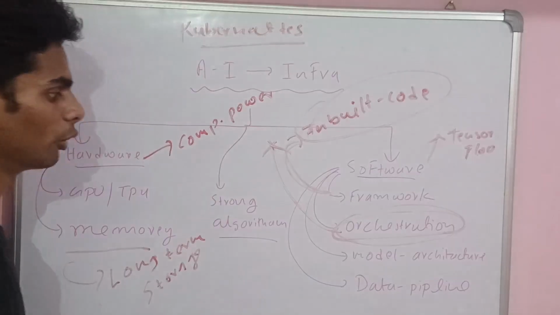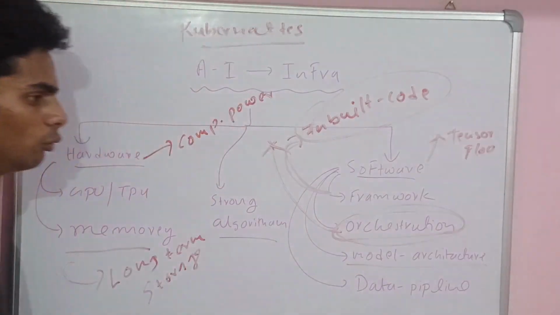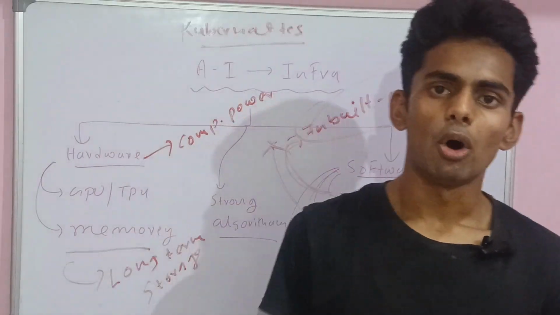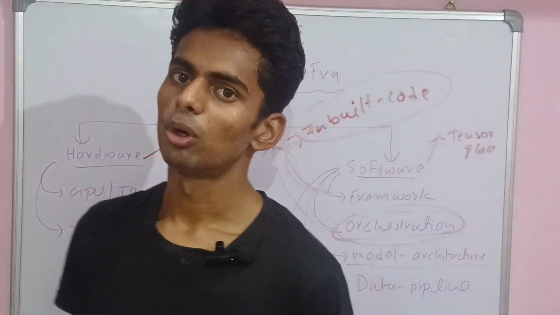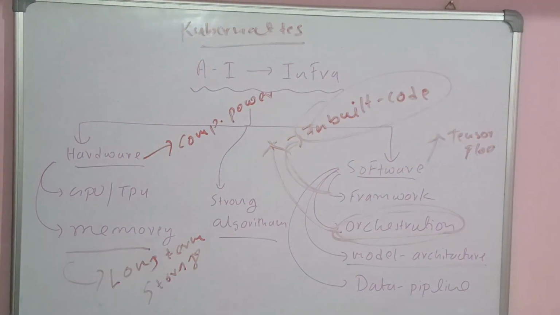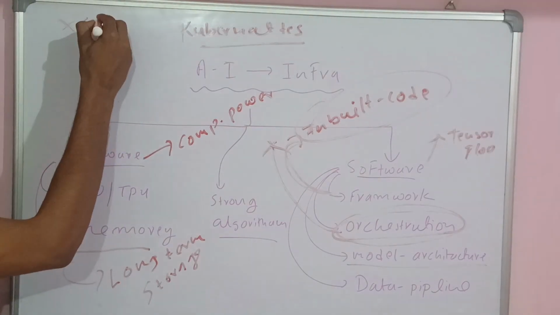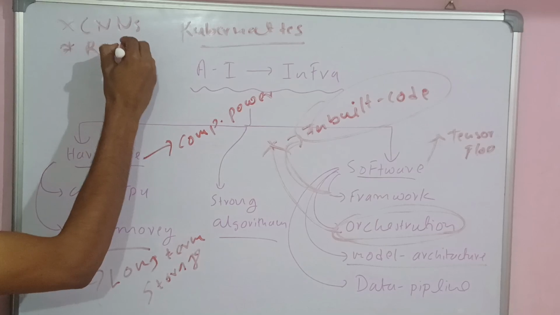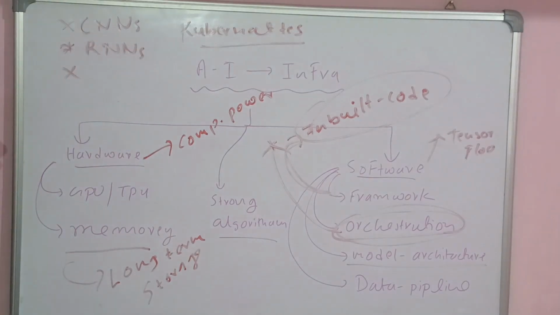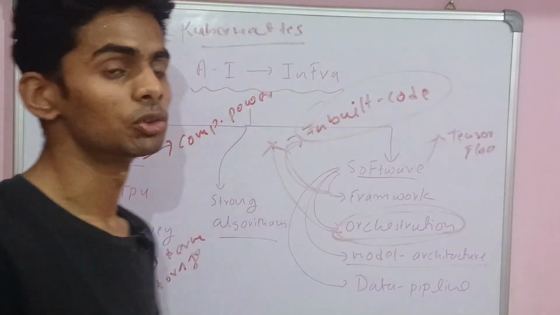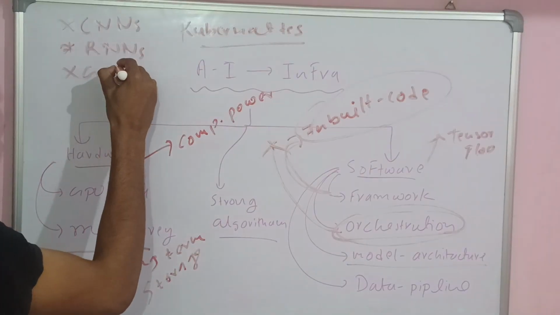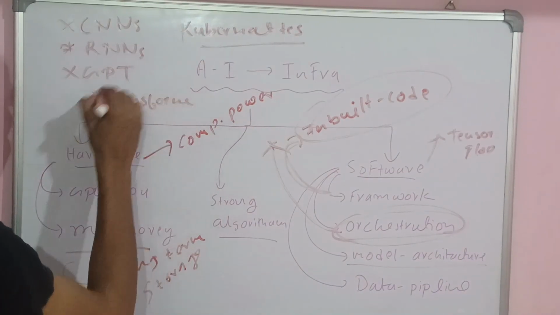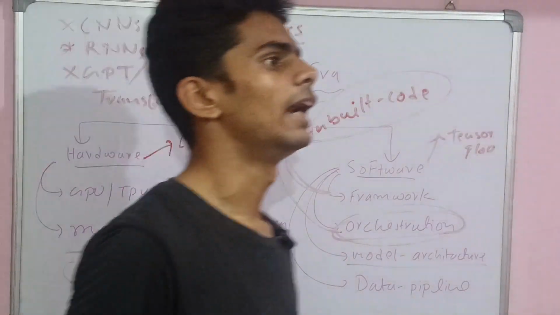Okay, so let's come to model architecture. When you're looking at model architecture, it depends on what kind of problem you're solving. There are lots of model architectures, such as CNN, RNN, and GPT and transformer. So CNN, RNN, and GPT transformer.